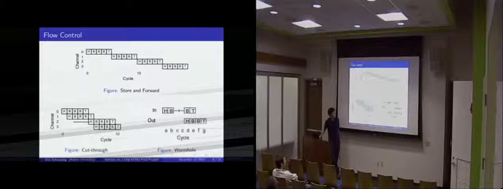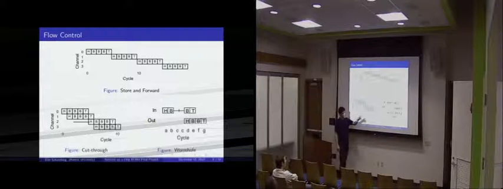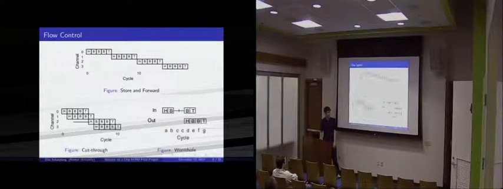So for, I guess, historical information, I have no idea when store and forward was first created. I guess it's one of the first things anyone would think of. Cut through, I think, a paper in the late 70s probably was the first time that was talked about. Wormhole routing, I think, is mid-80s. And for reference, almost all of these networks on a chip use wormhole routing.